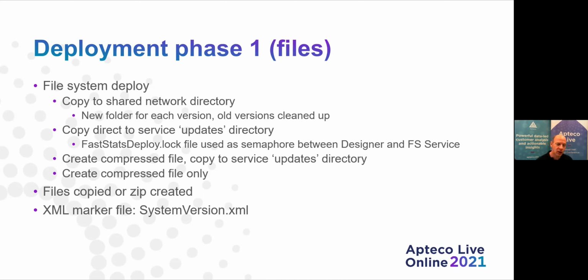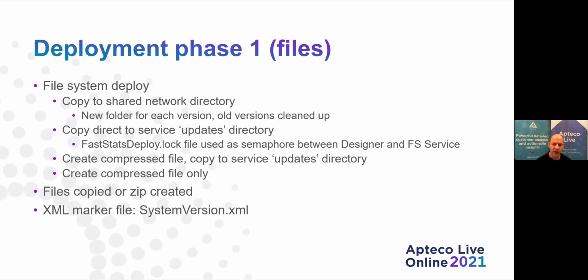If you're in a situation where you're connecting over a VPN, so if you've got, for example, a cloud-based FastStats service and a local-based Designer, it's a fairly common scenario, then quite often you might have a permanent VPN connection to your machines in the cloud. And so we can improve the efficiency by creating a compressed file of the deployment and then copying that file compressed rather than copying it uncompressed.